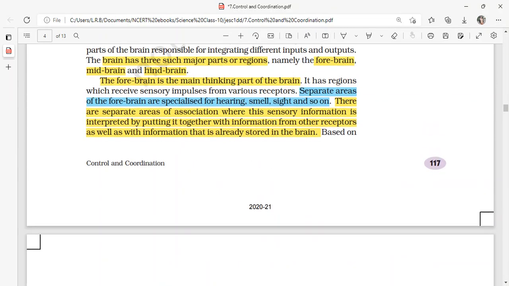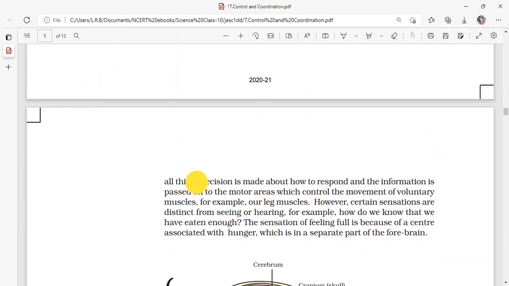So based upon this information, a decision will be taken on how to respond, and the information is passed on to the motor areas which control the movement of the voluntary muscles, for example our leg muscles or the hand muscles.